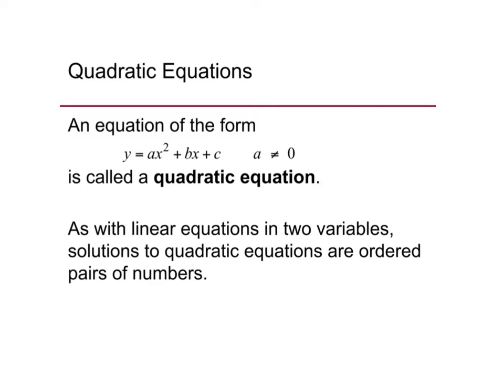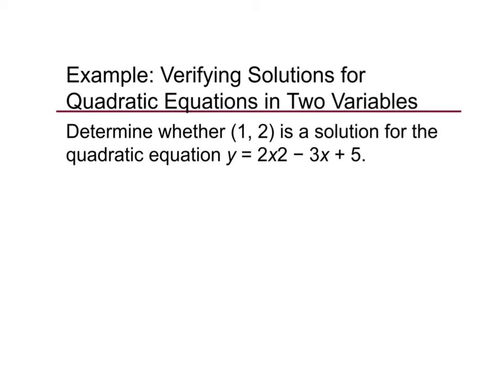First, briefly, what is a quadratic equation? Well, it looks like this. y equals ax squared plus bx plus c, where a cannot be 0 because then it wouldn't be quadratic. That is called a quadratic equation. As with linear equations in two variables, solutions are ordered pairs of numbers, and that's what we're going to look at in the first example. What does a solution look like? And here is that example.